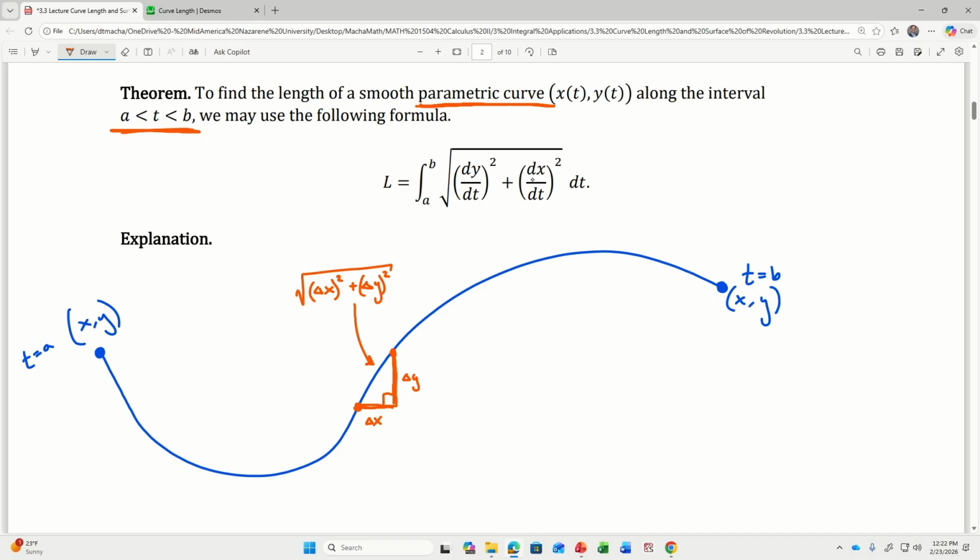And then what we'll do is not just take the length of that line segment, the hypotenuse of that sort of triangle, but also add up all of these hypotenuses.